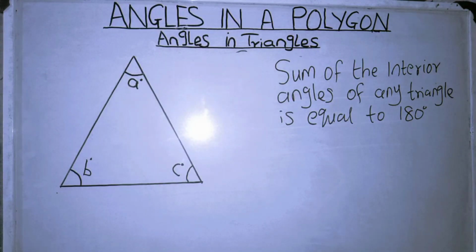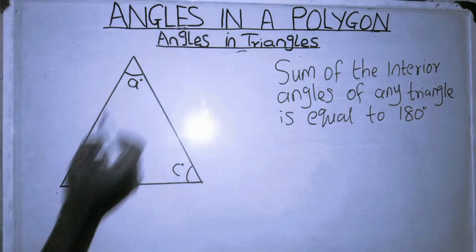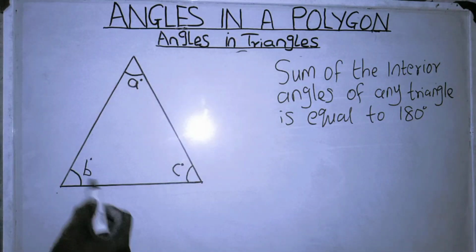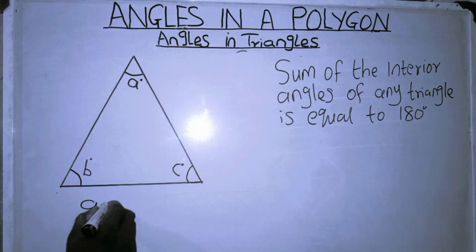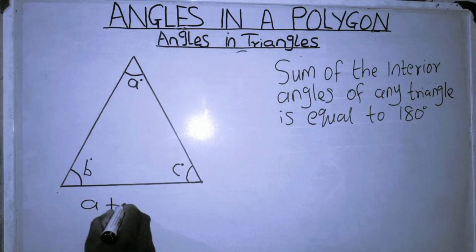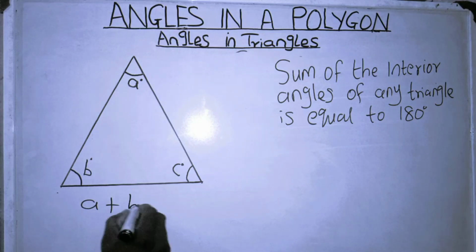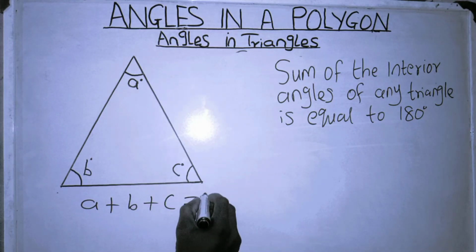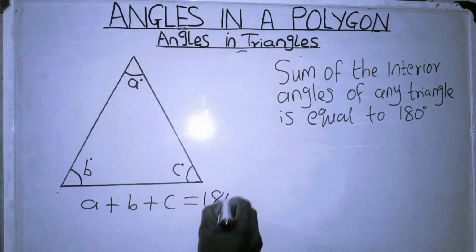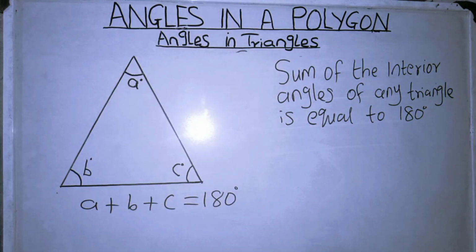So from there, what it means is that when you sum up all the angles you have in this triangle, they will sum up to 180 degrees. That is to say, angle A plus angle B plus angle C all equal to what? 180 degrees.